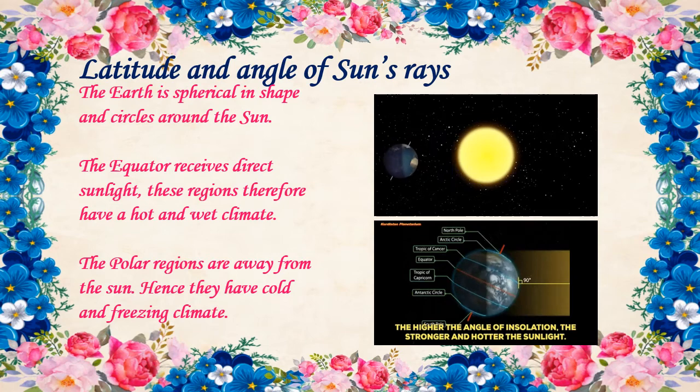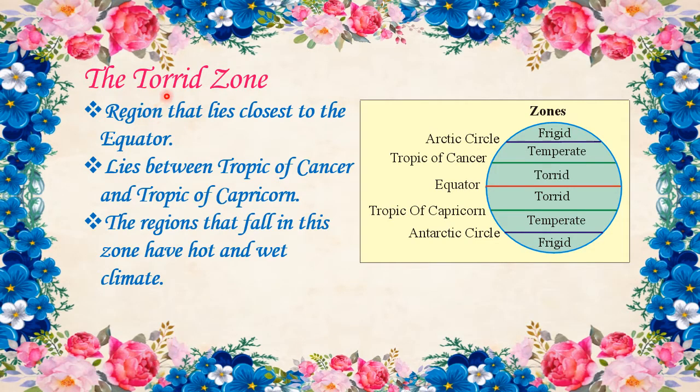So based on these facts, the earth is divided into three climatic zones. Let's learn what are the three climatic zones. The first zone is the torrid zone. The torrid zone is the region that lies closest to the equator. Equator is the line of latitude that is at the center of the earth, right? So this torrid zone lies between Tropic of Cancer and Tropic of Capricorn. The regions that fall in this torrid zone have a climate which is hot and wet.